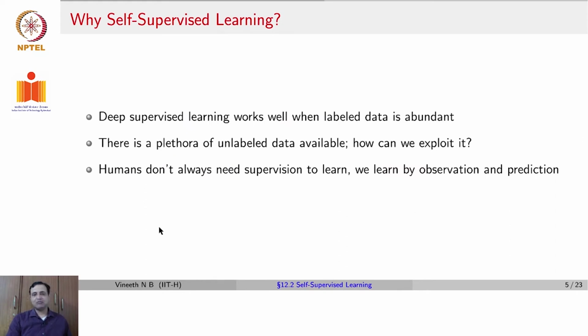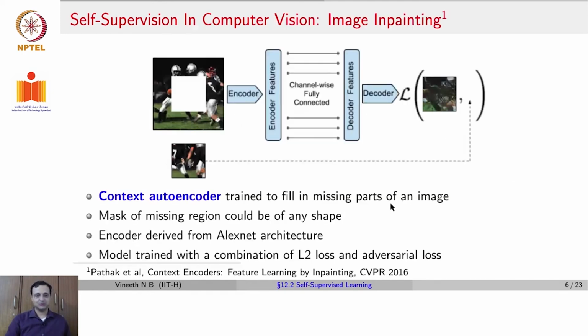Why do we do this? Why self-supervised learning? We know that deep supervised learning works well when there's large amounts of labeled data. However, in the real world, we also know that we have large amounts of unlabeled data. How can we exploit this? We take inspiration from humans that humans don't need supervision to learn everything. They learn, or we rather, learn by observation and prediction and by self-feedback. You try something and you see how that boomerangs on you or how that affects you, and then you keep recalibrating based on a self-supervised or a self-feedback paradigm of learning. That's the idea of self-supervision.